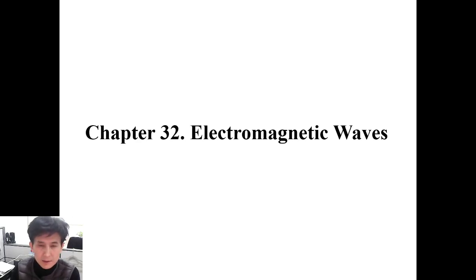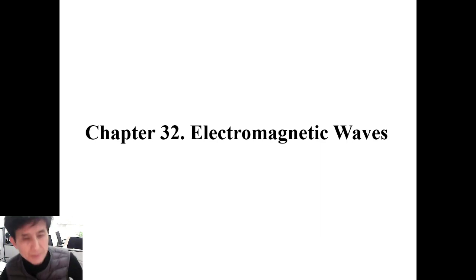Hi everyone, this is a summary of chapters 32 and 33. Chapter 33 is about electromagnetic waves. It describes light propagating in a medium.